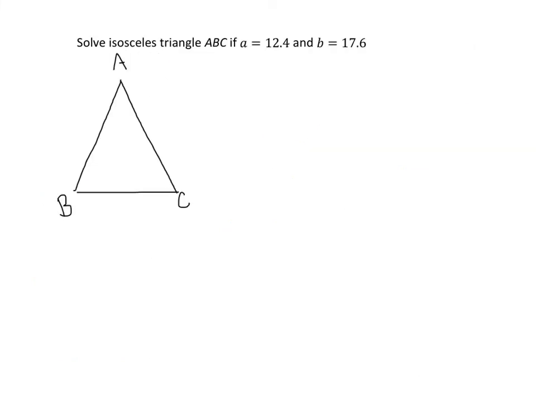For this example, we're told that we have an isosceles triangle, but we're not told that it's a right triangle. So without a sketch, there is no way you would know how to solve this. The triangle you see is exactly what it should look like, with AB and AC being congruent. Here we're told that side A is 12.4 and side B is 17.6. Because AB and AC are congruent, that means that AB must also be 17.6.